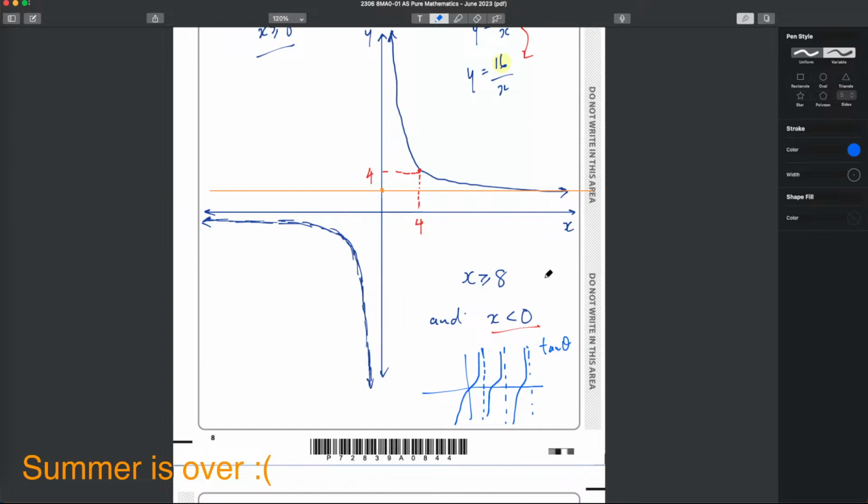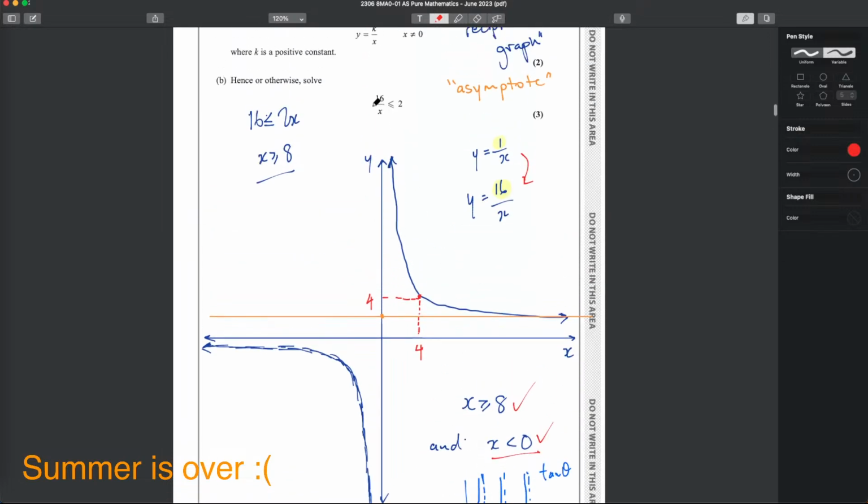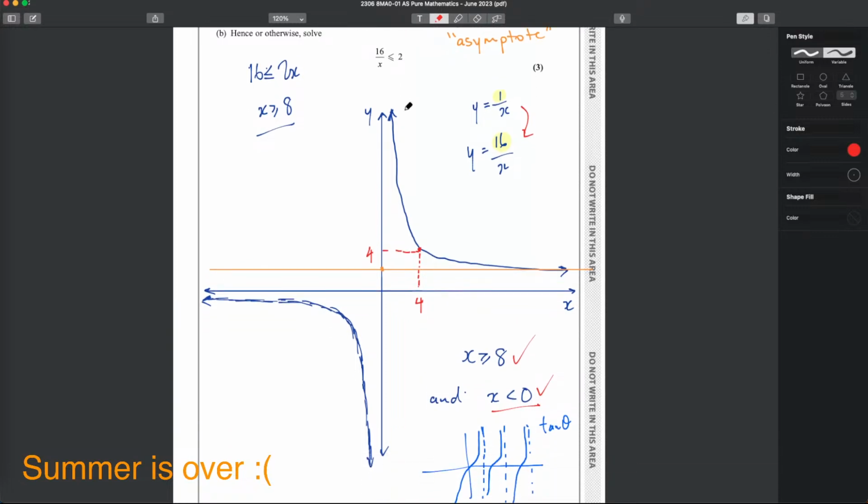x greater than or equal to 8 and x less than 0. So I'm having a look at the mark scheme. Yes, we are correct. These are the two solutions for part B. And I think you need the graph for that. At least I don't see how you solve this algebraically to get x less than 0. Or I'm not sure.